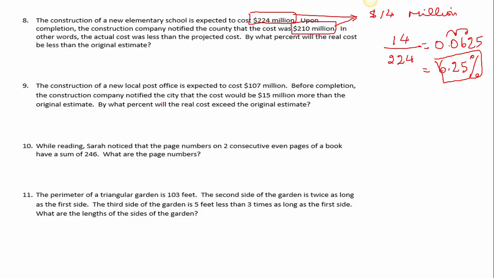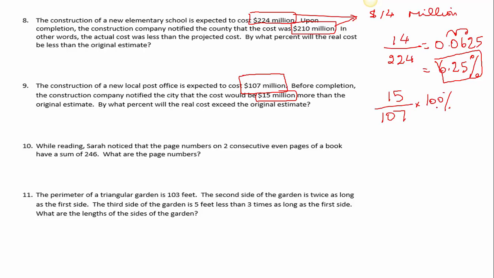The construction of a new local post office is expected to cost $107 million. So this is the expected cost, $107 million. Before completion, the construction company notified the city that the cost would be $15 million more. So it would be $15 million more than the expected or the original estimate. By what percent will the real cost exceed the original estimate? So the percent would be the change in cost again, which is 15 million, divided by 107 times 100%.